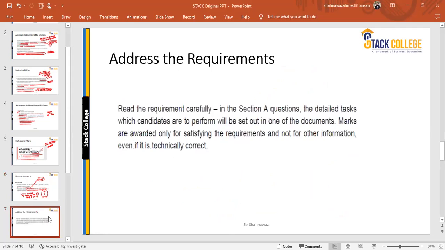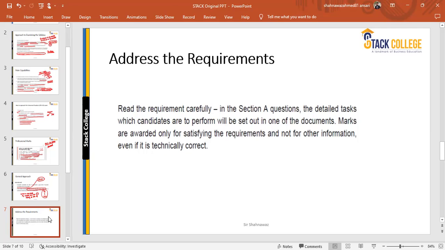Now, moving forward. In an exam question, it's very important that you understand the requirement of the question. Because if the requirement is given about a particular topic and you're not following that requirement and you're writing something else, even if that is accurate, the examiner will not award you a single mark. So always read the requirement carefully.